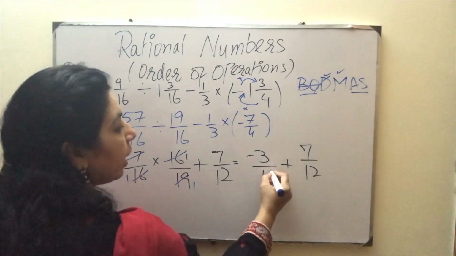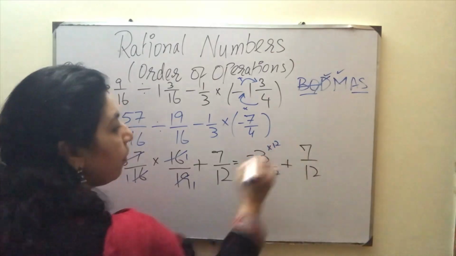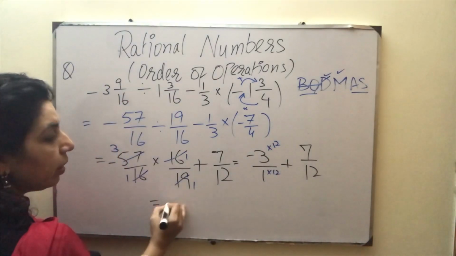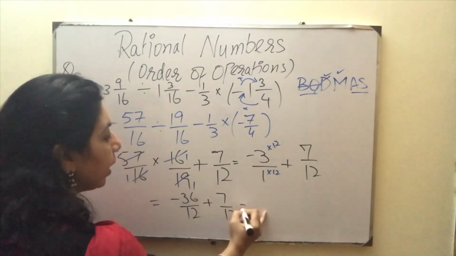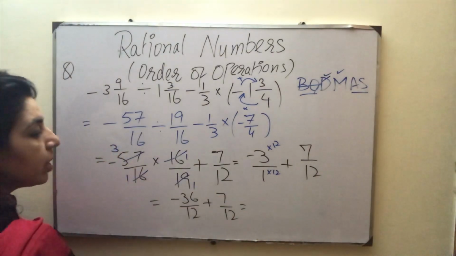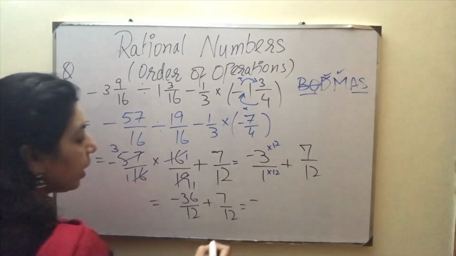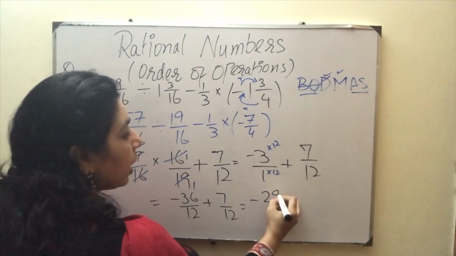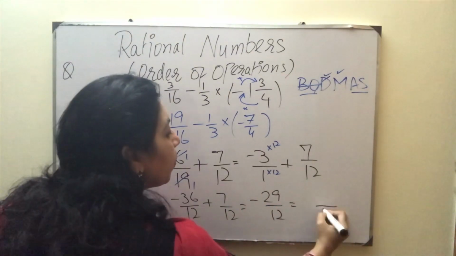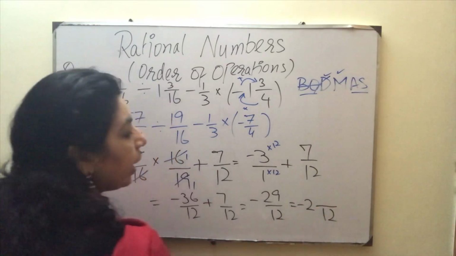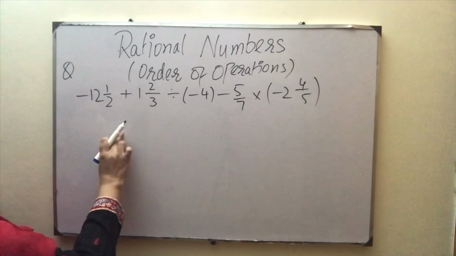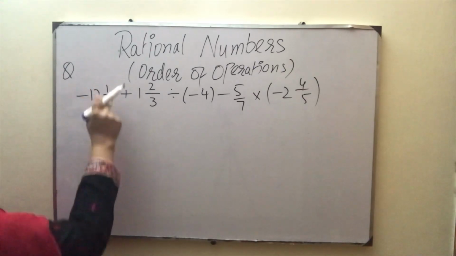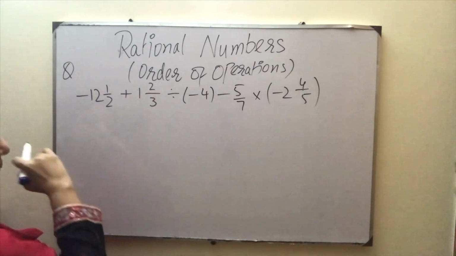So I shall multiply it with 12, this with 12, and I will be having minus 36 over 12 plus 7 over 12. 36 is negative, 7 is positive, so I have to subtract, and I shall be having 29 over 12. 12 2s are 24, negative, and 5, 29. This is the answer.